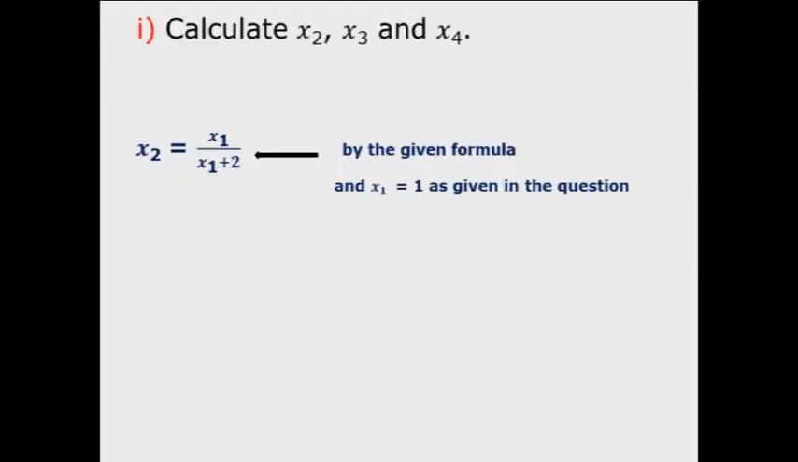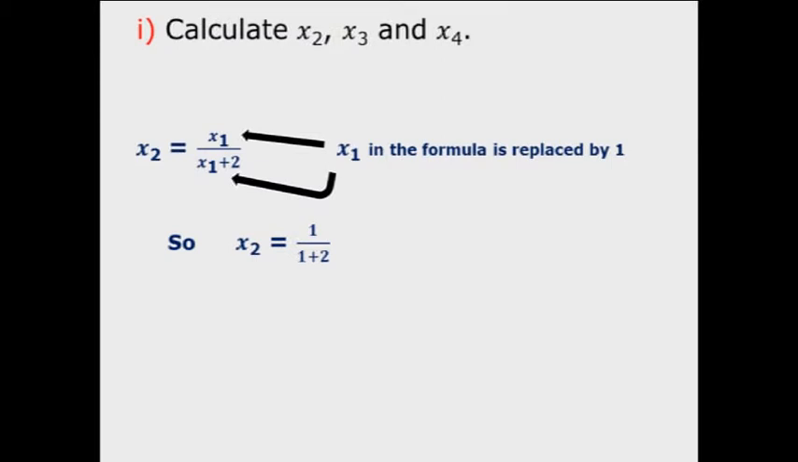So first of all we will calculate x2 using the formula given in the question, and in the question we were also given x1 is equal to 1. So using x1 is equal to 1 we just replace it, subbing 1 in for x1. As you can see here, it becomes 1 all over 1 plus 2, and x2 then is equal to 1 over 3, reducing nicely and easily.